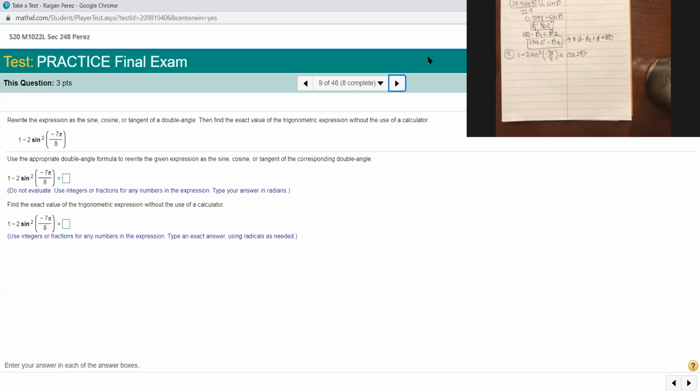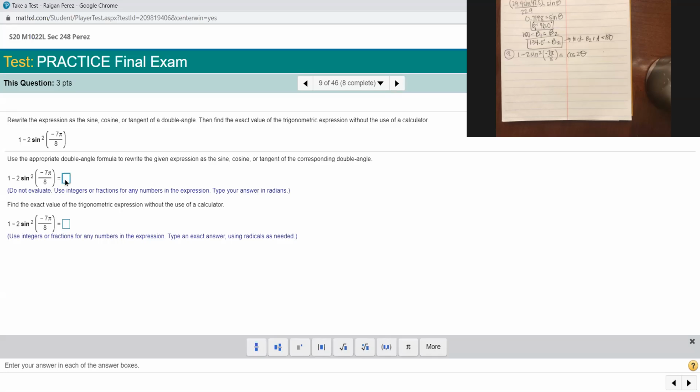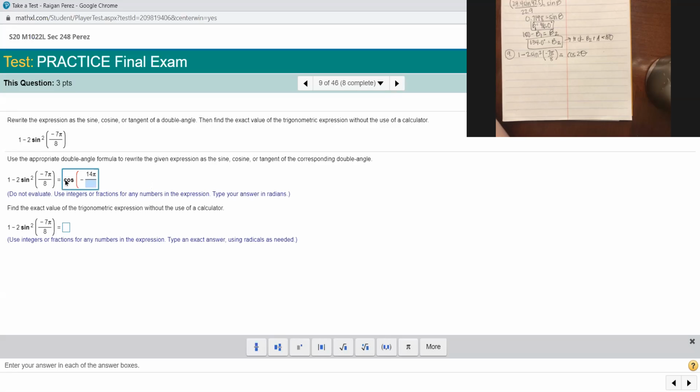Okay. So this is the formula for cosine double angle. So that's what I'm going to enter here. This is the same thing as cosine times 2. So it would be negative 14 pi over 8. And it doesn't make you simplify right here, but I'm pretty sure if you put 7 over 4, that would be fine as well. So technically, that's what we're looking for. Cosine of negative 7 pi over 4.